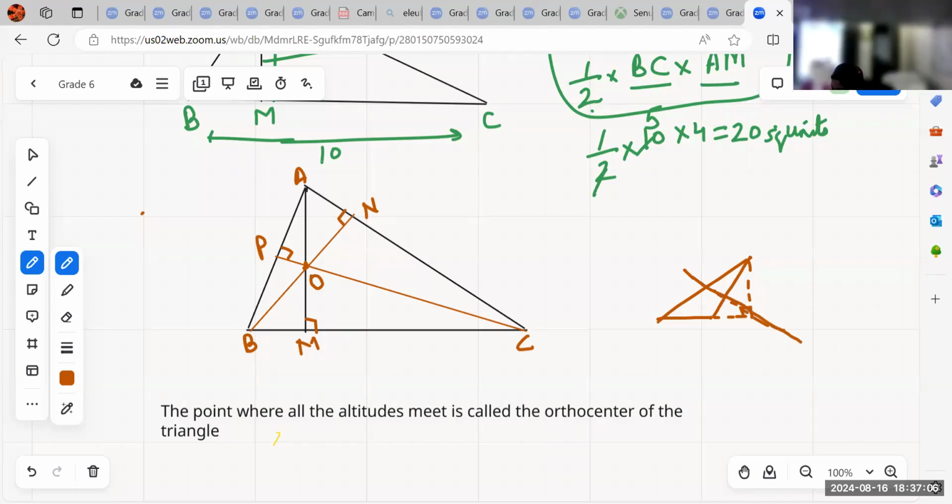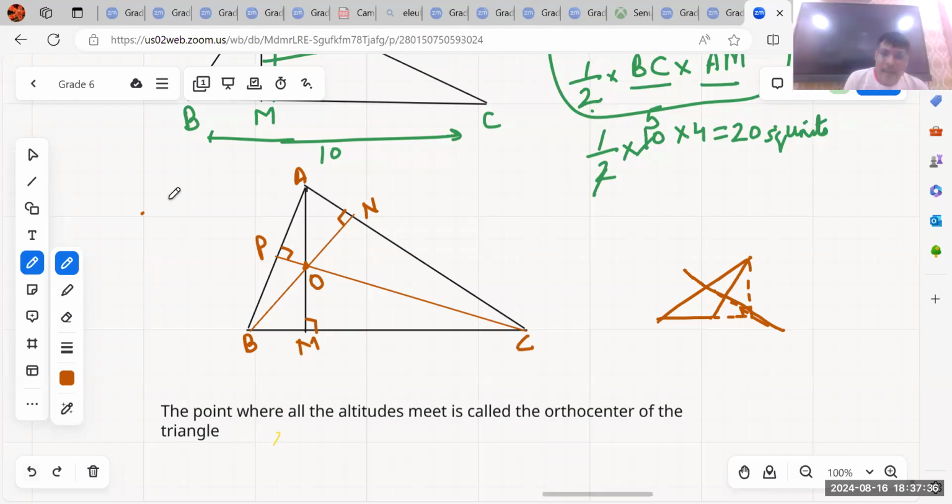Sir, I don't get it. What's the difference between centroid and orthocenter? They are the same type of thing because they are both a point of intersection. The centroid is the point of intersection of medians. The orthocenter is the point of intersection of altitudes. So there's only one altitude? What do you mean? Beta, there are three.